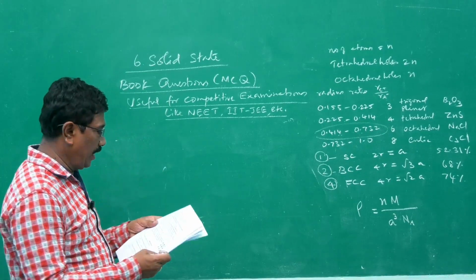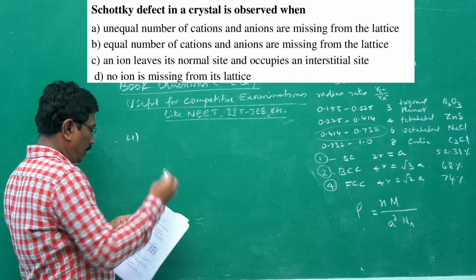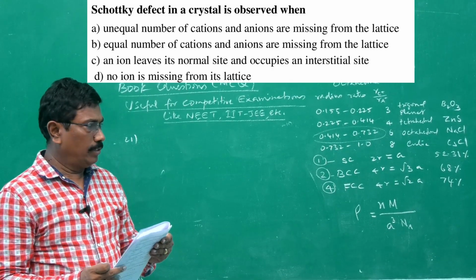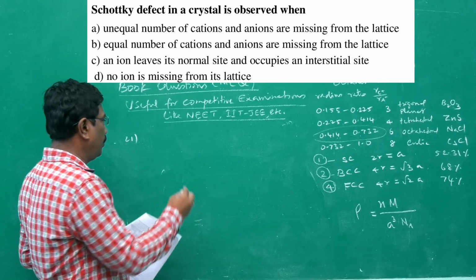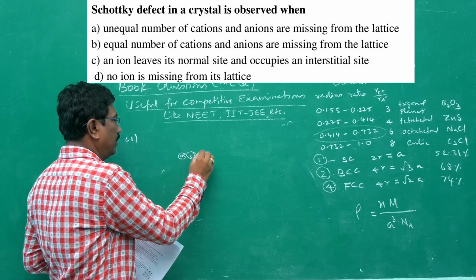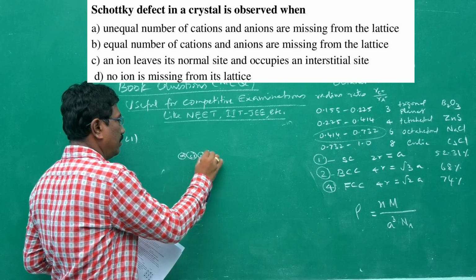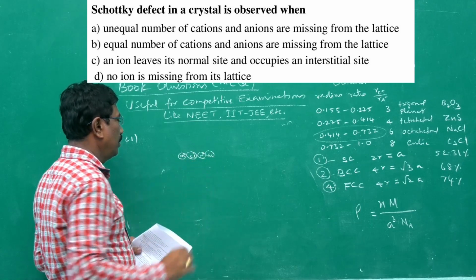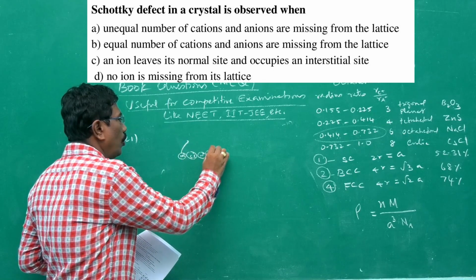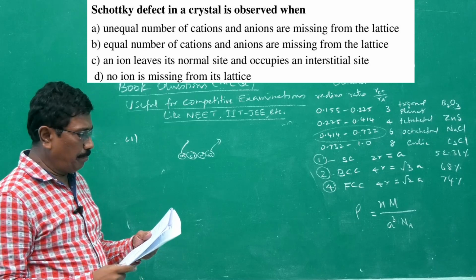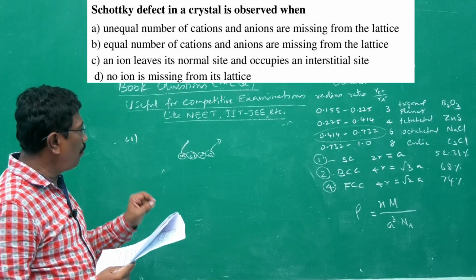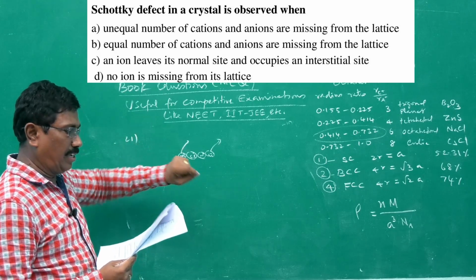So, next question 21. Schottky defect in a crystal is observed when? Schottky defect is mostly observed in sodium chloride crystal, with Na plus and Cl minus ions present in alternate places. Sometimes an equal number of sodium ions and chloride ions may leave from the regular site. So, equal number of cations and anions will be missing.